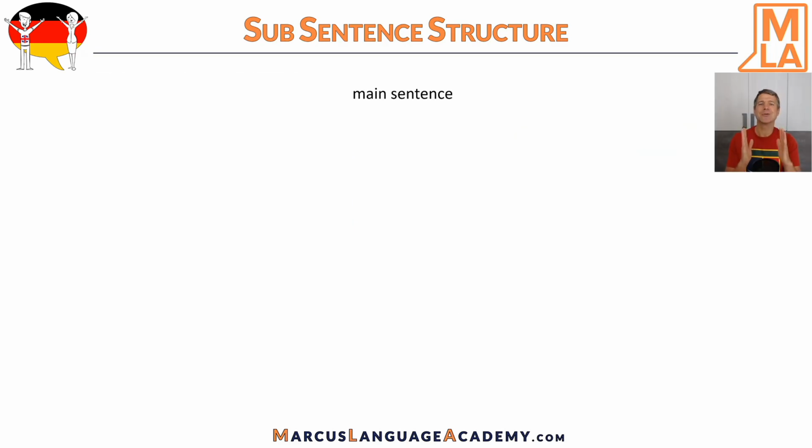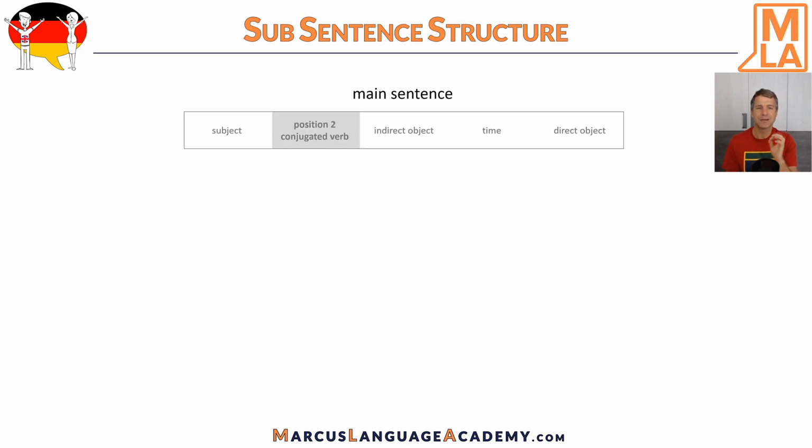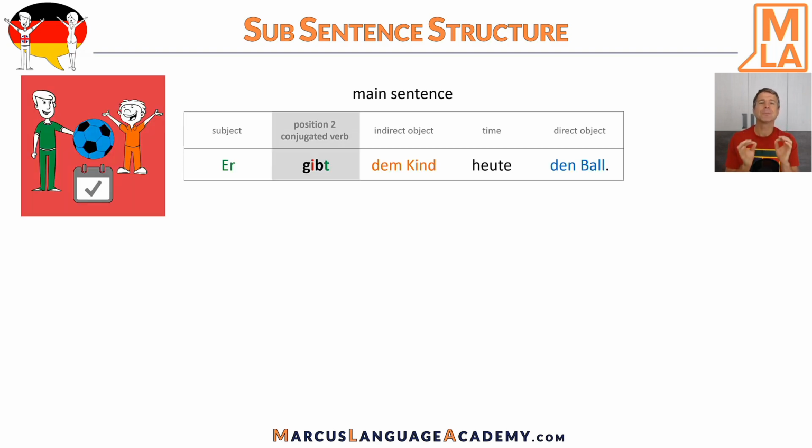First, let's look at a normal main sentence. Here the most important rule is that the conjugated verb is in position 2. As for example in this sentence: Gibt dem Kind heute den Ball. Literally, he gives the kid today the ball. The verb is at position 2.